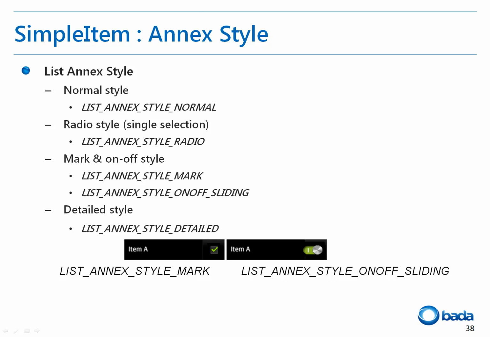A simple list can be used to display text with a different style. Available list styles include the normal style, styles for radio actions, and styles with a check or on-off mark. As the image shows, the LIST_ANNEX_STYLE_MARK displays a tick mark on the right, which can be checked or unchecked. The LIST_ANNEX_STYLE_ONOFF_SLIDING displays a sliding on-off style control.